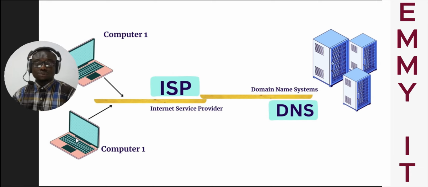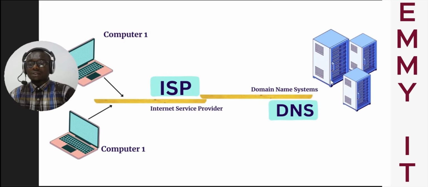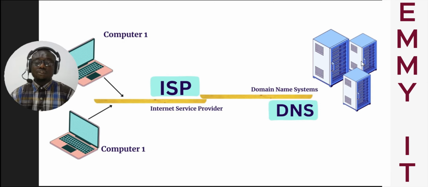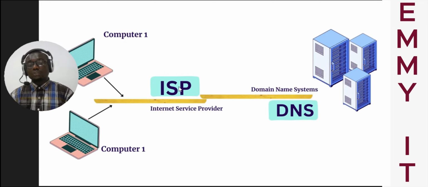Just imagine I want to log in to my Facebook account from a browser or from an app. The ISP takes that information to the DNS. The domain name system will now start routing through all these servers to look for the Facebook server, and once it gets to the Facebook server, it stops there. The IP address now enables communication from the server direct to my system, just with the aid of this ISP.